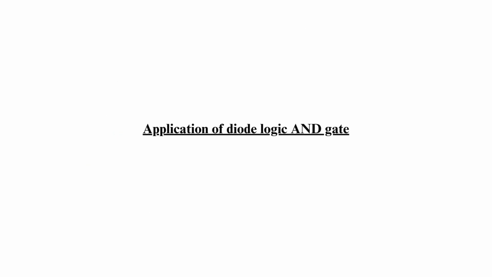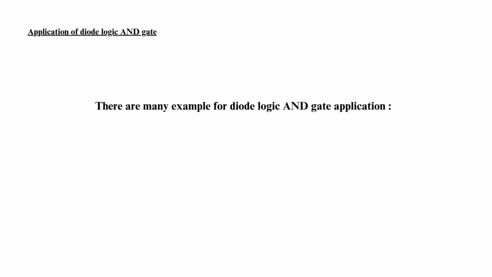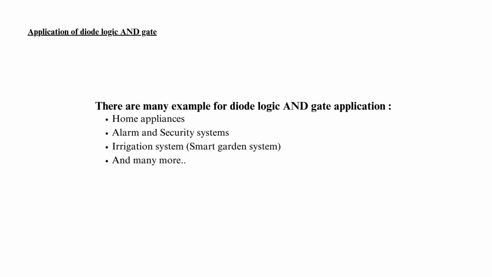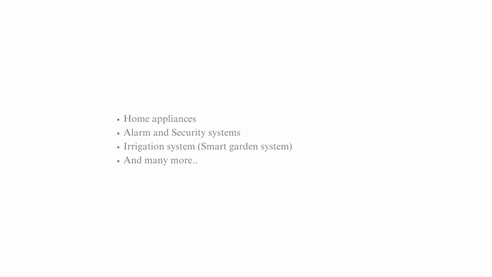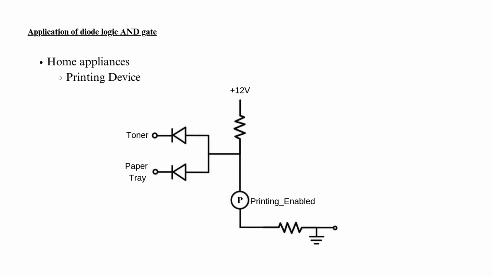Application of the diode logic AND gate. There are many examples of diode logic AND gate applications. Some of them are home appliances, alarm and security systems, irrigation systems, and many more. For home appliances, we have a printing device, which has two sensors, toner and paper tray, that lead to printing enable.